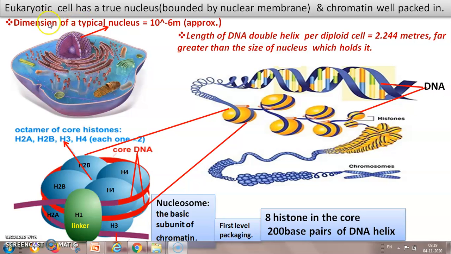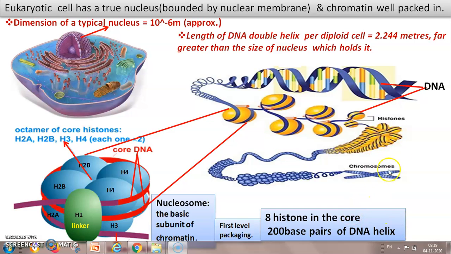Now, the dimension of a typical nucleus of a eukaryotic cell is just 10 raised to the power minus 6 meter, a few microns. Whereas the length of the DNA double helix comes out to be so many meters, approximately 2.2, far greater than the size of the nucleus which has to hold it. So we'll go through the various levels of packaging.